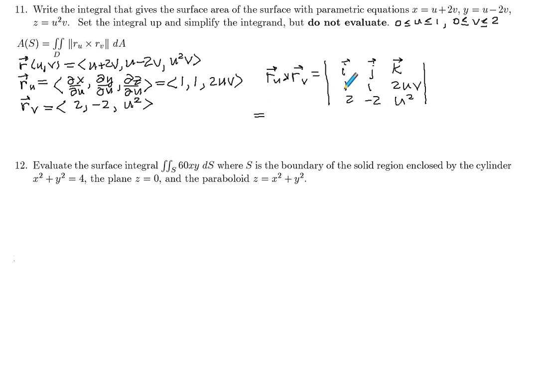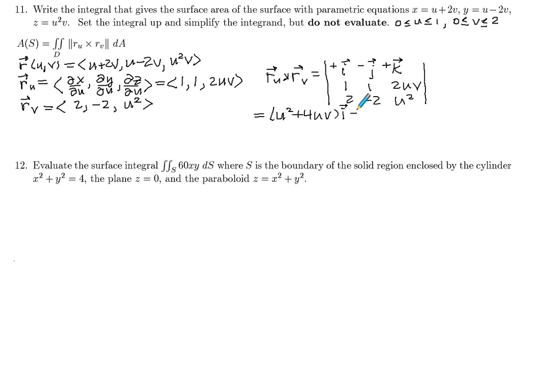Okay, so remember our sign pattern here for the cofactors is plus minus plus. So positive i, that gets multiplied by this determinant down here. So u squared minus negative 4uv, so that's going to be u squared plus 4uv, and that's times the i.